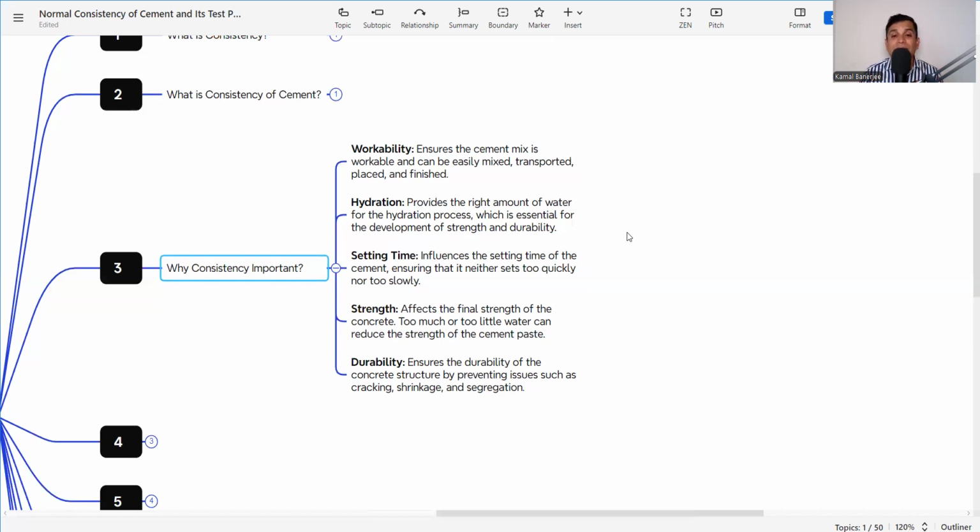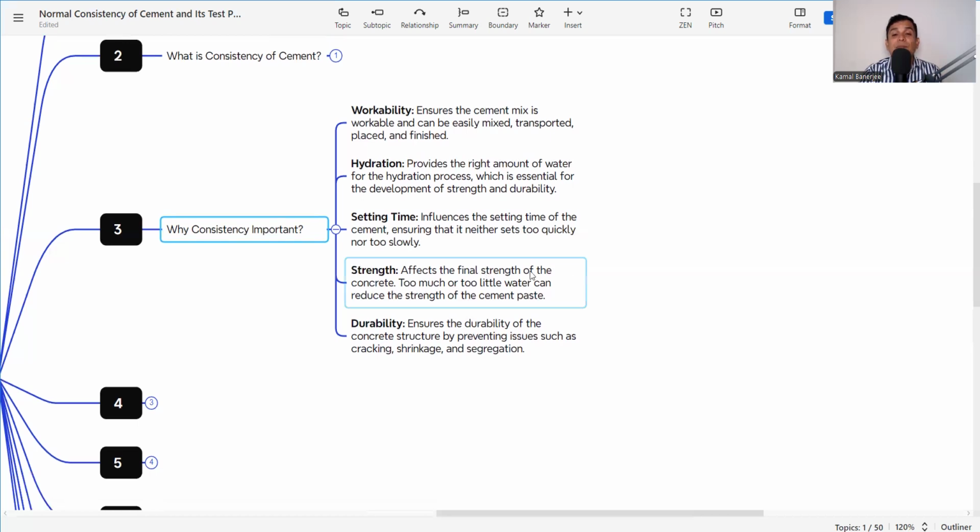Then the setting time. It influences the setting time of the cement, ensuring that it neither sets too quickly nor too slowly. That means why setting time is important, that we need to work within the setting time of the cement. So it is a determination that it should not set too quickly or too slowly. That is why the normal consistency is important.